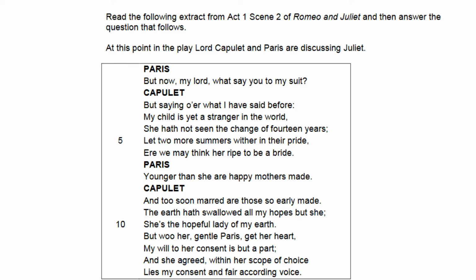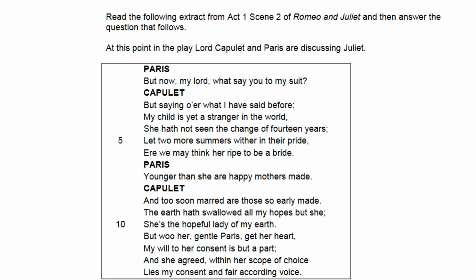Paris: Younger than she, a happy mother's maid. So Paris is clearly trying to be quite persuasive here and convince Lord Capulet that his daughter is ready for marriage, despite her young age. Capulet: And too soon marred are those early made. Marred means to be marked, to be harmed.